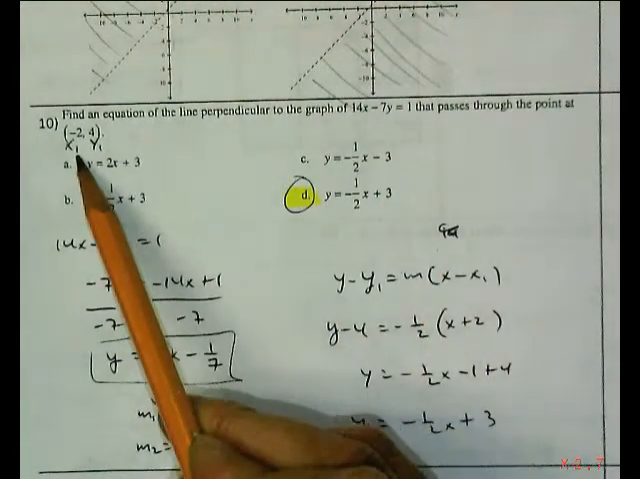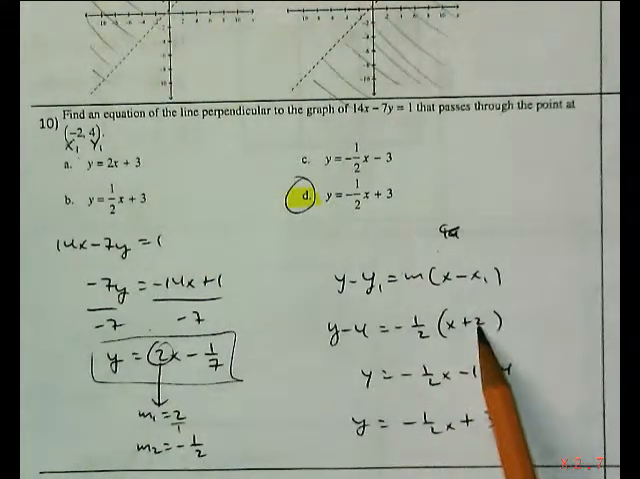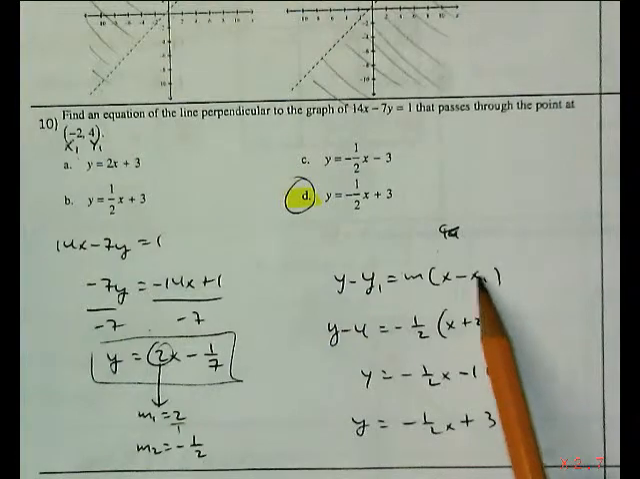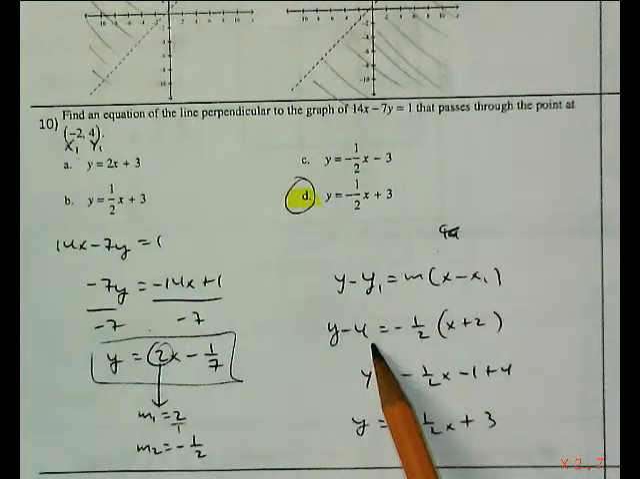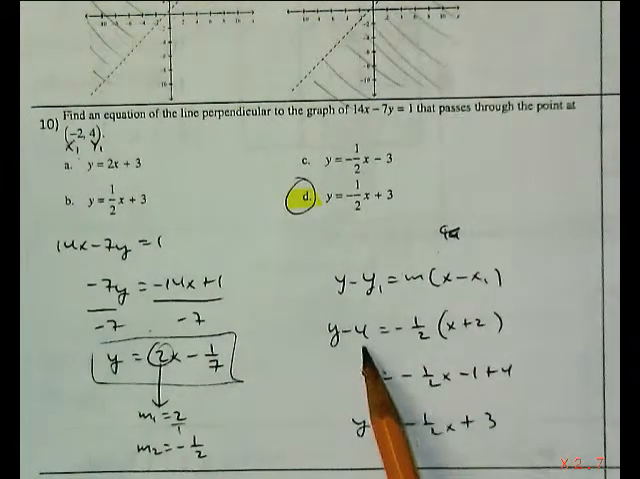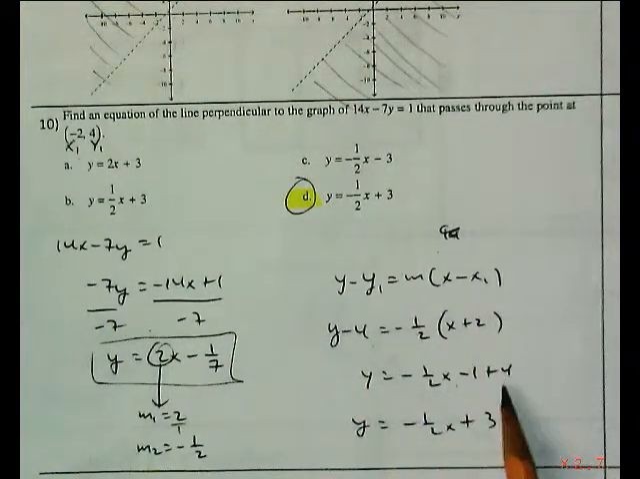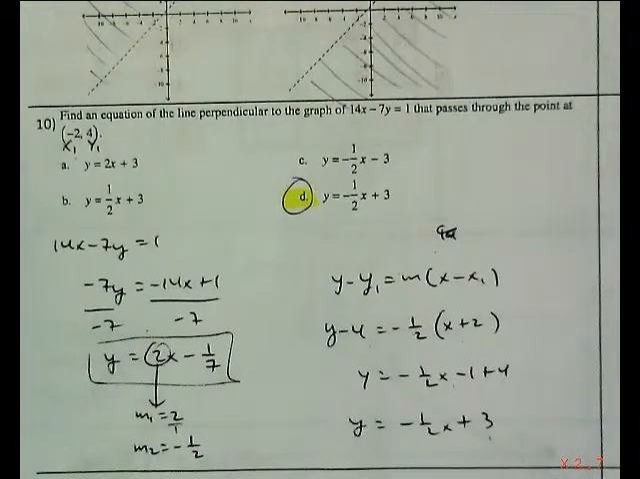I have my ordered pair, negative 2, 4. Remember, the negative 2 becomes positive 2 in point-slope form, and my choices are in slope-intercept form, so I'm just going to distribute. I get negative 1/2 x minus 1, and then add 4 to both sides. And I have y equals negative 1/2 x plus 3, that would be their choice D.